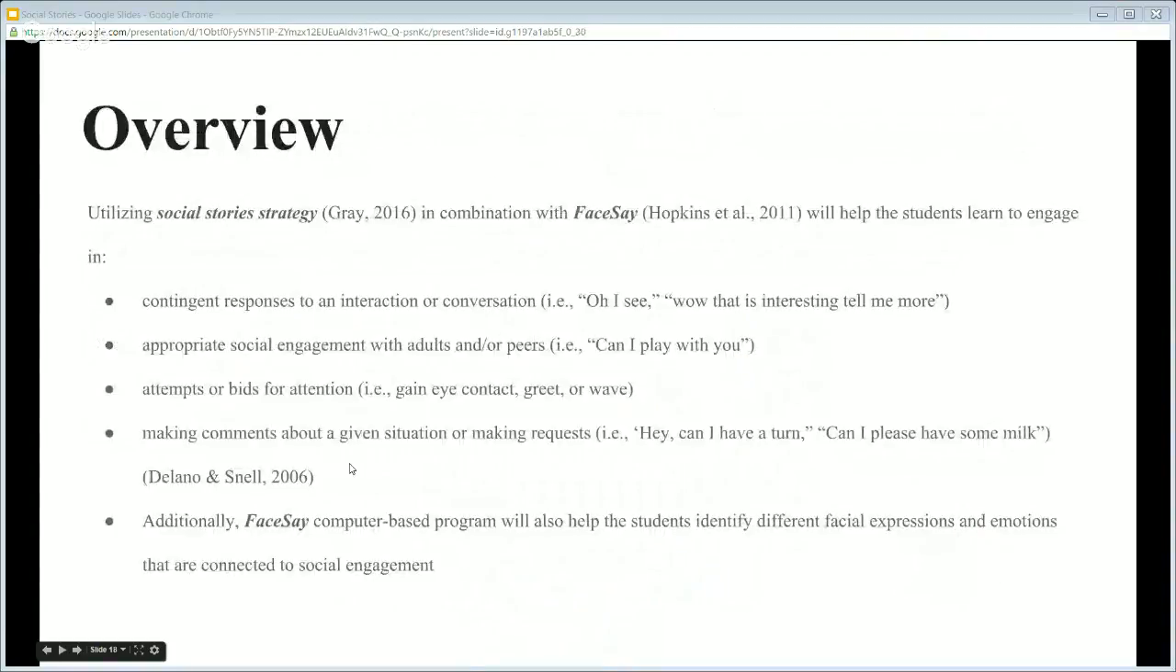So quick overview, we're going to be using the social story strategy in combination with the FACE-SAVE program, and it's going to help the students to learn to engage in contingent responses to an interaction or conversation. They're going to be able to do appropriate social engagement with adults and peers. They're going to be able to have attempts or bids for attention, such as gaining eye contact, like the FACE-SAVE program, greet and wave. They're also going to be making comments, hopefully, about a given situation or making requests like, hey, can I have a turn, or can I have some milk? Things like that. The FACE-SAVE program is going to also help the students identify different facial expressions and emotions that are connected to social engagement.